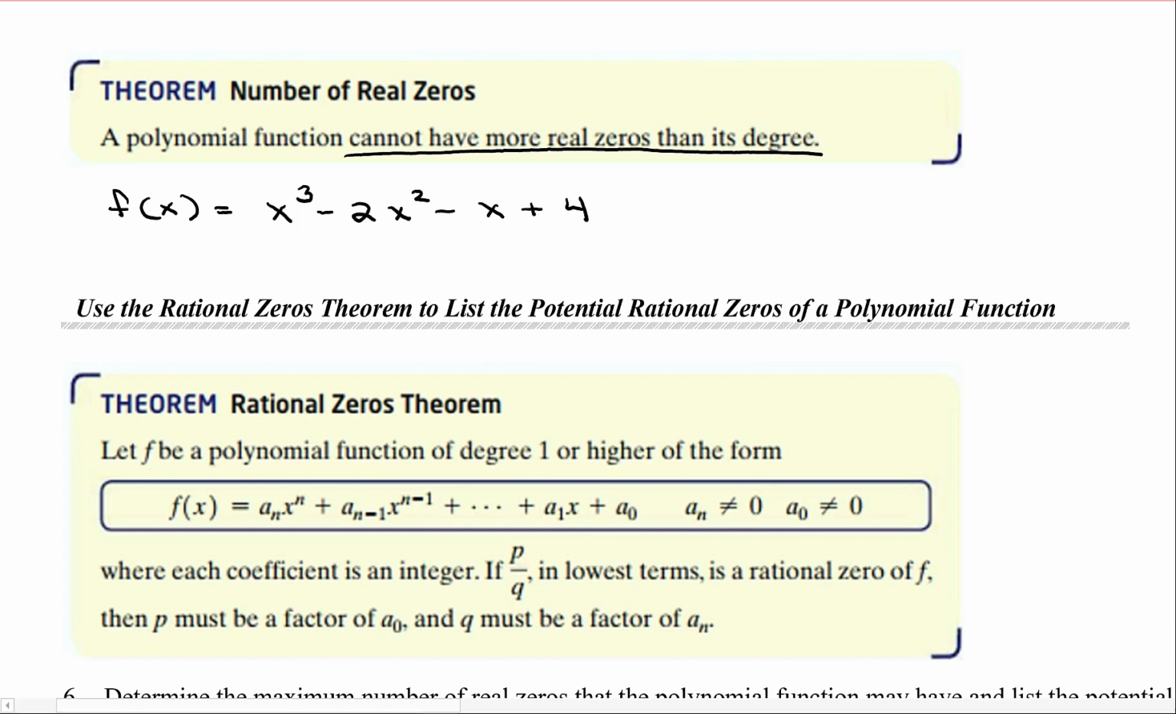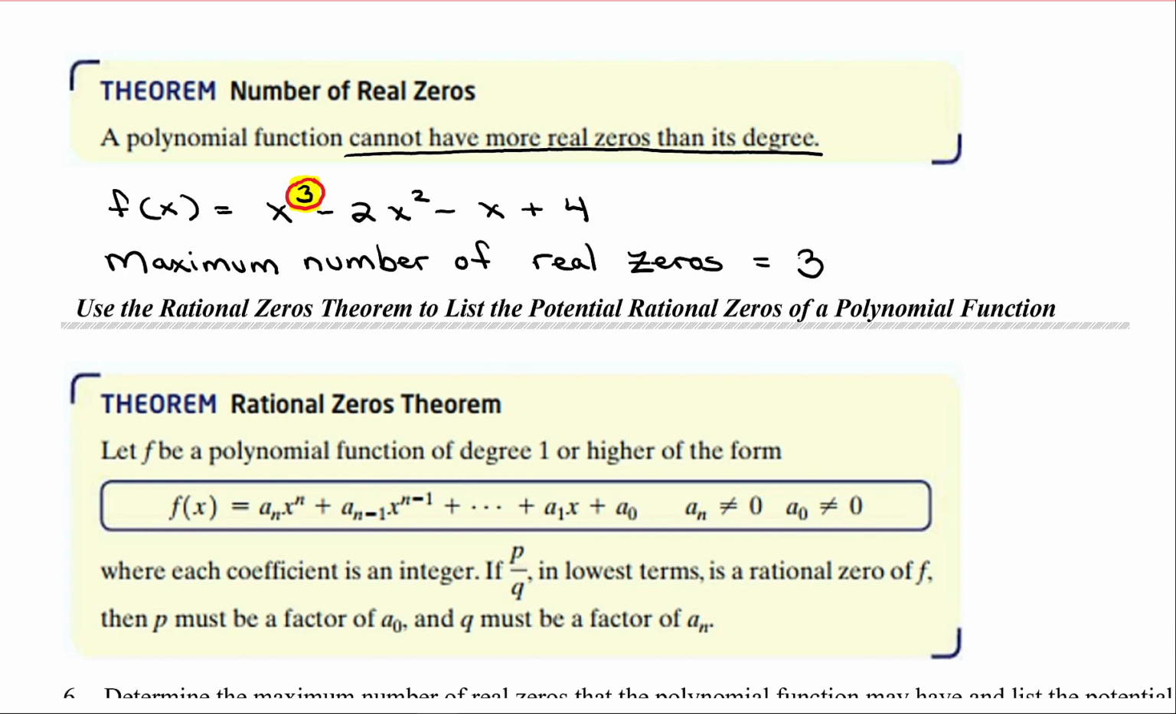Let's use this function as an example. Look at this degree. It's degree 3, or a third degree function. Because it has a 3 in the exponent, that's the largest exponent for these variables, that means the maximum number of real zeros is going to be equal to 3. All right, so that's basically what that theorem says.